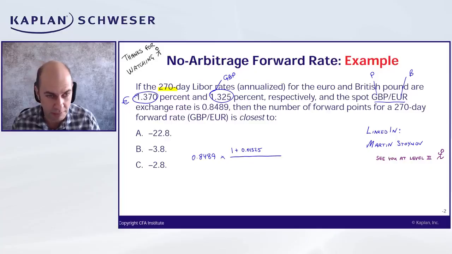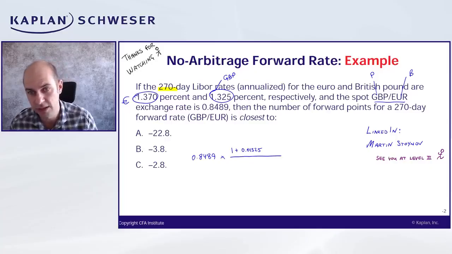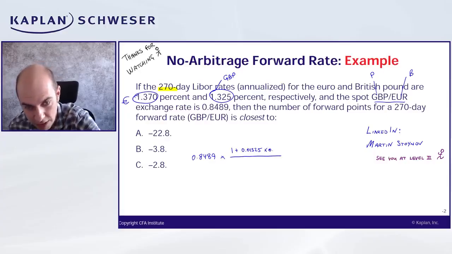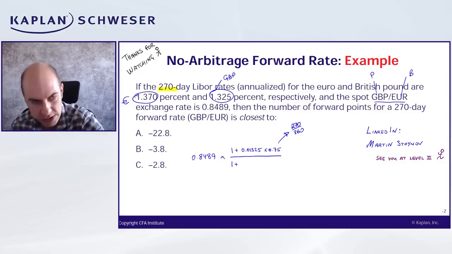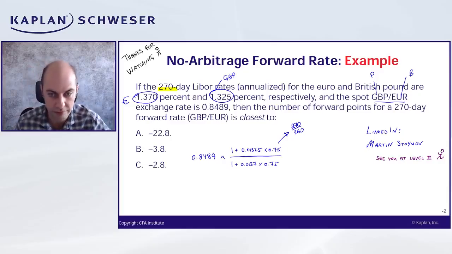But if you think about it, 270 over 360 is a very common fraction. And that fraction is 3/4, or in decimal, 0.75. So I like to save some time here and write 0.75. If that later puzzles you, just remember that's nothing but 270 over 360. Okay, and then for the denominator, I'm going to be using the euro rate. So 1 plus the euro rate, 1.37, and again, I'm going to use 0.75, or you can use 270 over 360.